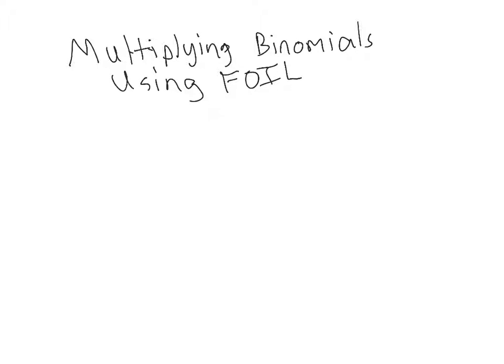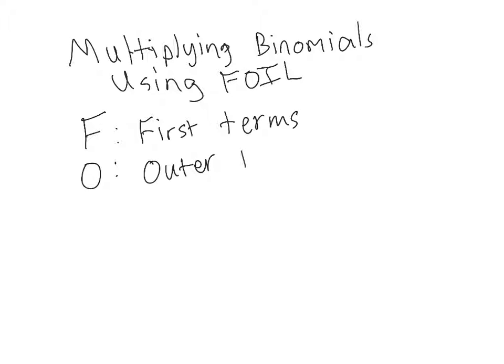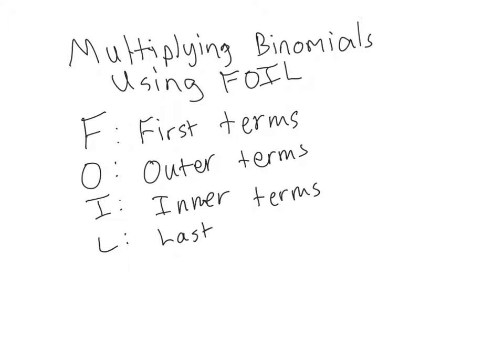FOIL is just a fancy way of distributing, and it is an acronym. F stands for first terms. O stands for outer terms. I stands for inner terms. And L stands for last terms. We're going to use these steps as we work through multiplying two binomials.